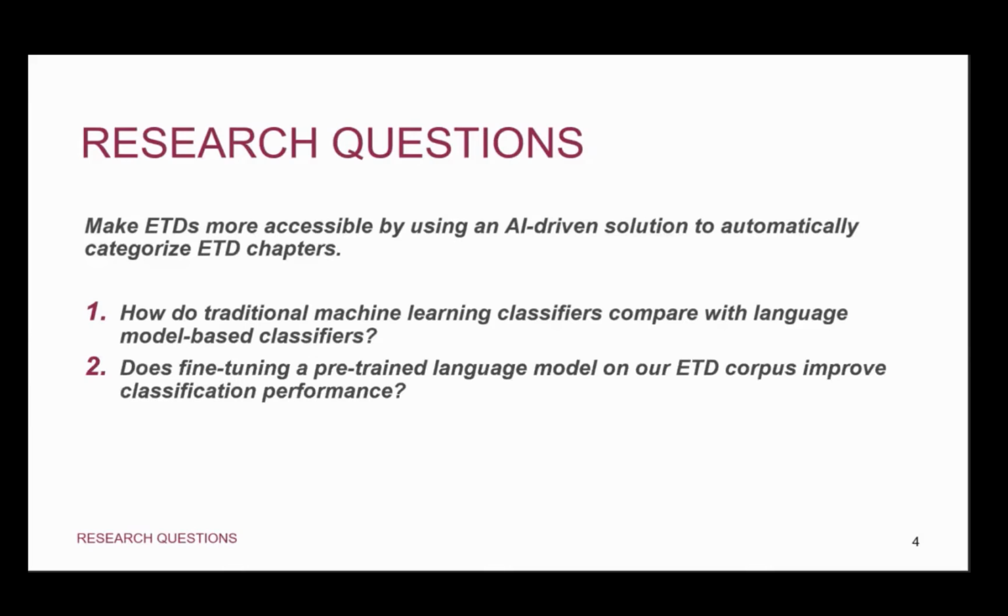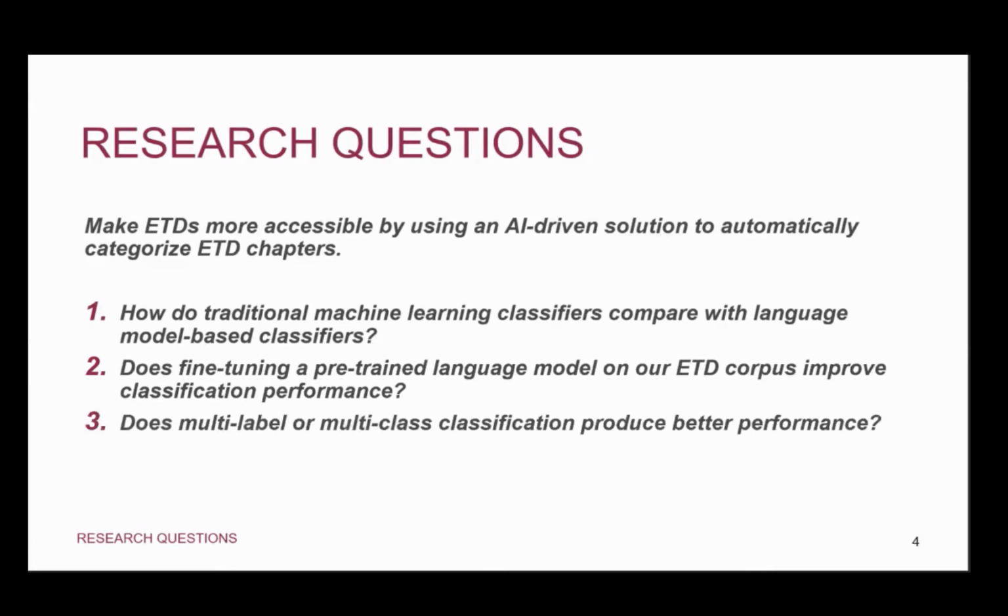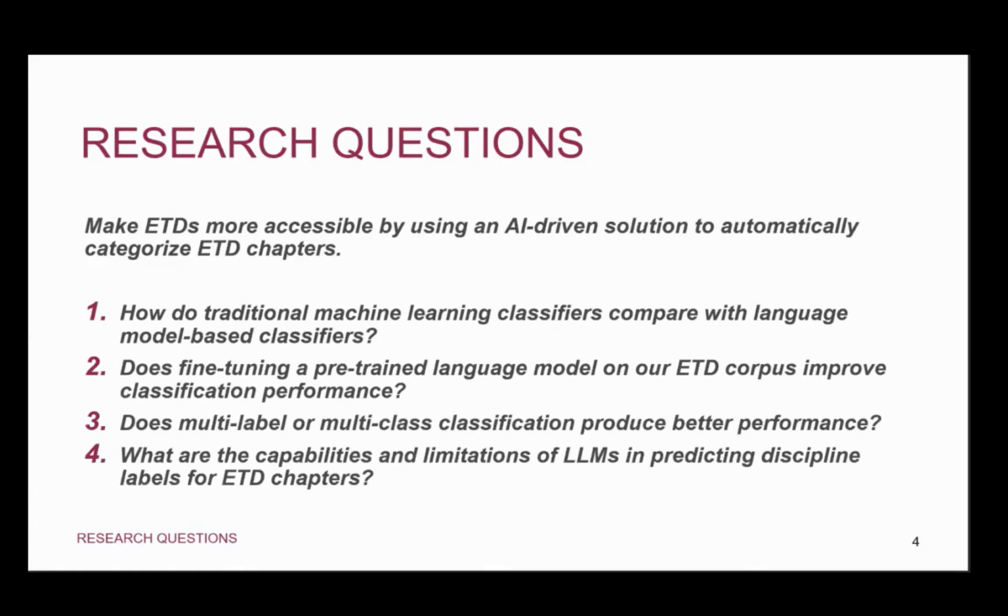The second, we try to see if fine-tuning a language model performs better than using their pre-trained counterparts. The third one is we are trying to measure if a multi-label classification helps solve the problem or gets better results as opposed to a multi-class classification. And finally, what are the capabilities and limitations of LLMs in predicting discipline labels for ETD chapters? So I'll go into detail when we're discussing each of the experiments further down the presentation.